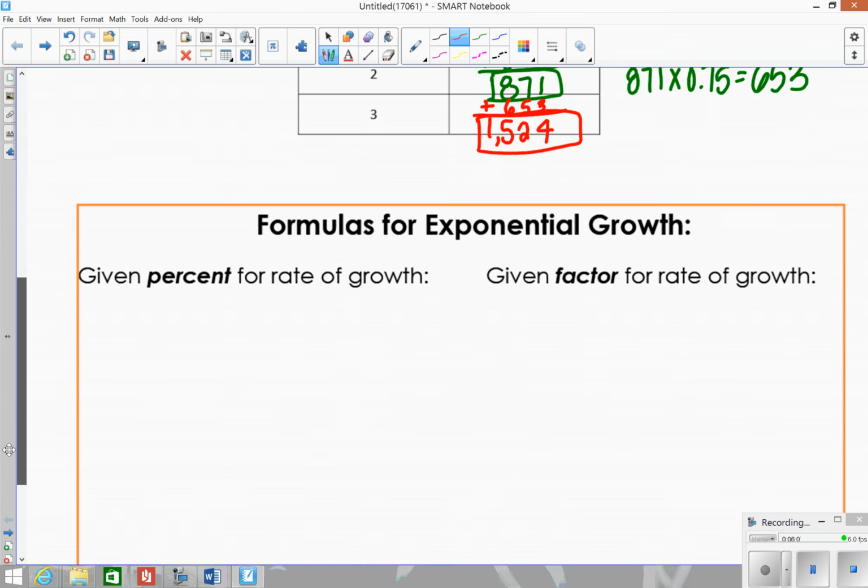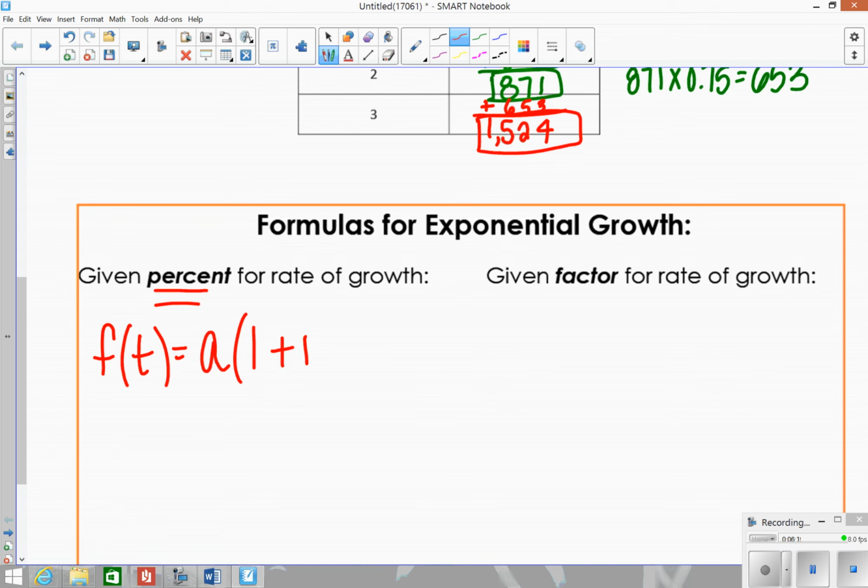You don't want to have to go through this whole process 49 times. So the first formula, the percent one, which would relate to this problem, is going to look very much the same as the decay formula, but instead of subtracting the rate, you're going to add that rate. So this is going to create that 1.75 in this case.